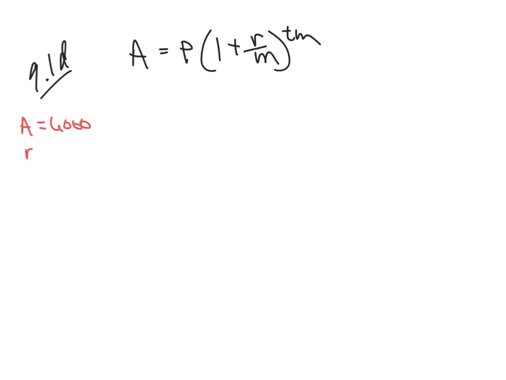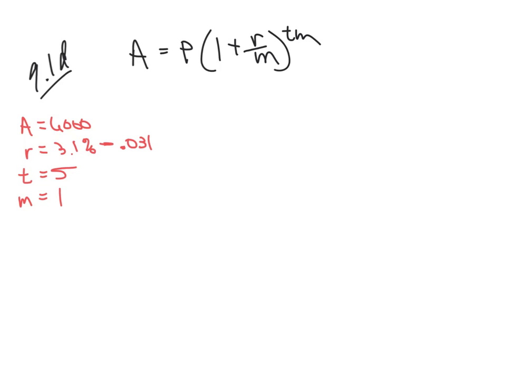Our interest rate is always easy. It's the one with the percentage sign. Move that over and it becomes 0.031. That's the number we're going to work with. 5 years is going to be our time. And the only other thing we're looking at is M, compounded annually. So how many times per year? Annually, one time, every year.